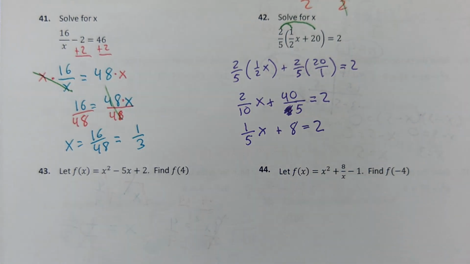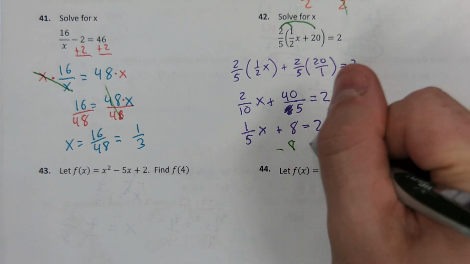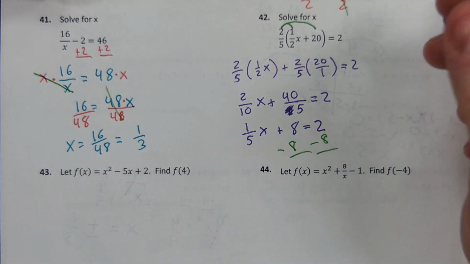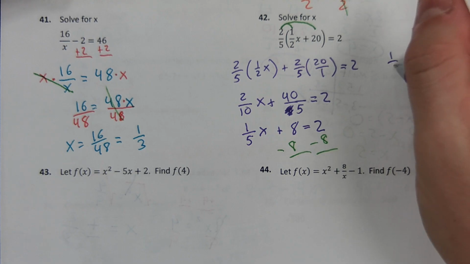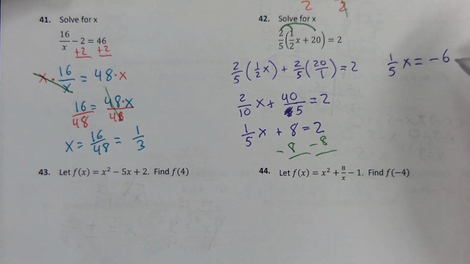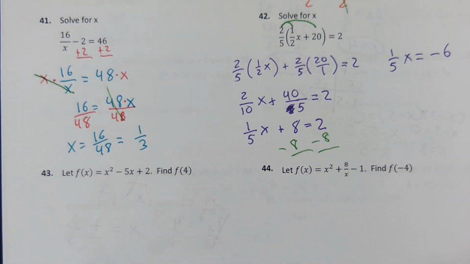Let's get x alone. Subtract 8 from both sides. I ran out of vertical space, so I'll scooch over here. 2 minus 8 is negative 6. If ever you would like to make a fraction completely disappear, both its numerator and denominator disappear at the same time, all you have to do is multiply both sides by the reciprocal fraction. That means flip it over.